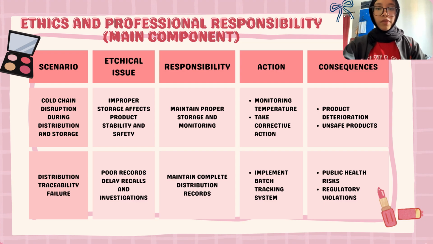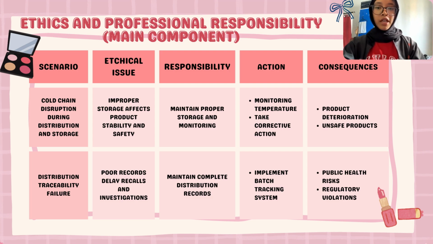For example, if consumers report harmful reactions, the company must quickly identify which batches are affected. The professional responsibility is to maintain complete and accurate distribution records. The actions needed include implementing a batch tracking system, recording distribution details properly, and maintaining an updated database. Without proper traceability, a company may face public health risks, delayed product recalls, and regulatory violations.